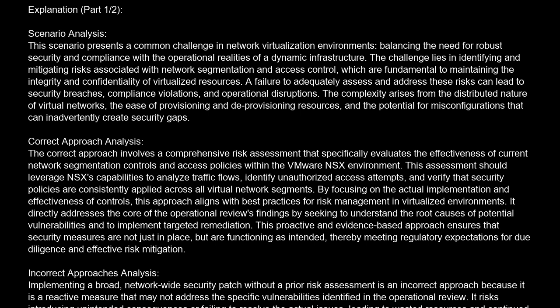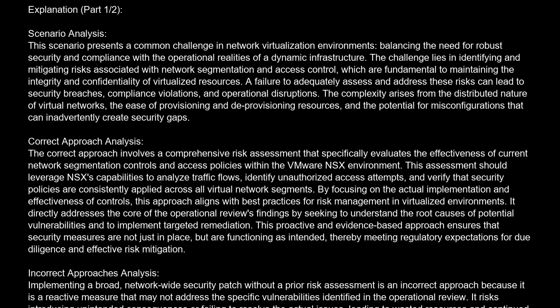By focusing on the actual implementation and effectiveness of controls, this approach aligns with best practices for risk management in virtualized environments. It directly addresses the core of the operational review's findings by seeking to understand the root causes of potential vulnerabilities and to implement targeted remediation. This proactive and evidence-based approach ensures that security measures are not just in place, but are functioning as intended, thereby meeting regulatory expectations for due diligence and effective risk mitigation.